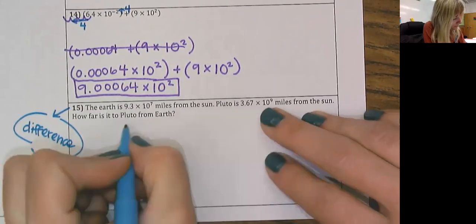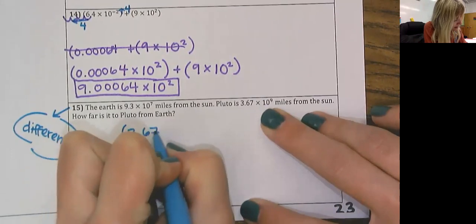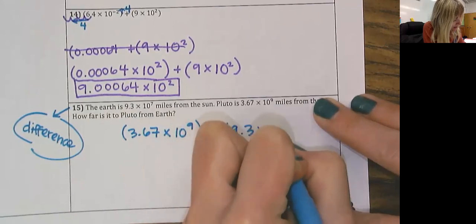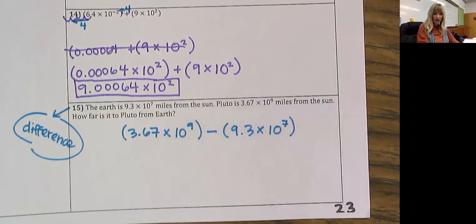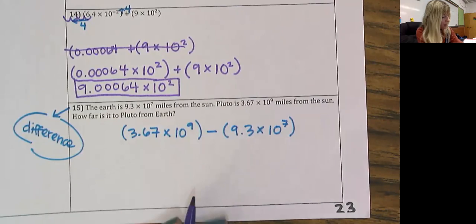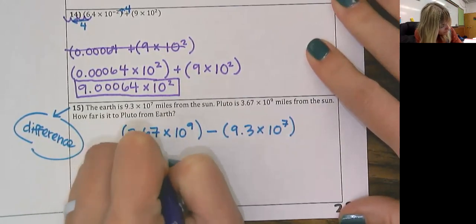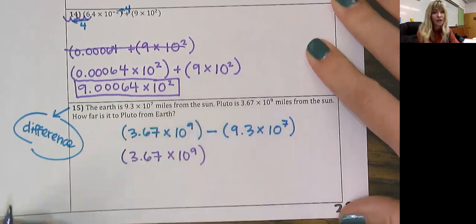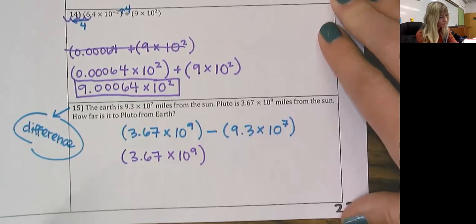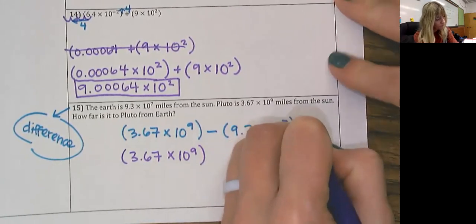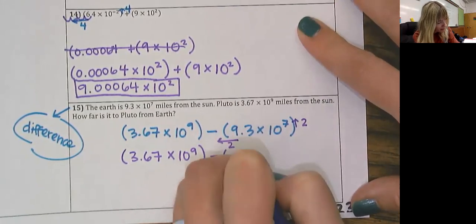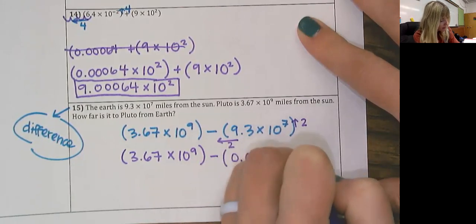Which one's farther? Oh, Pluto. Okay, so I'm going to go 3.67 times 10 to the 9th minus 9.3 times 10 to the 7th. It is subtraction. That means I need these powers to be the same, and right now they are not. I'm going to keep the larger one, the larger exponent. That's what I'm worried about. I'm not worried about larger decimal. I'm worried about the larger exponent, larger place value. I need this to go up 2, so this will go left 2. So this is going to be minus 0.093 times 10 to the 9th.